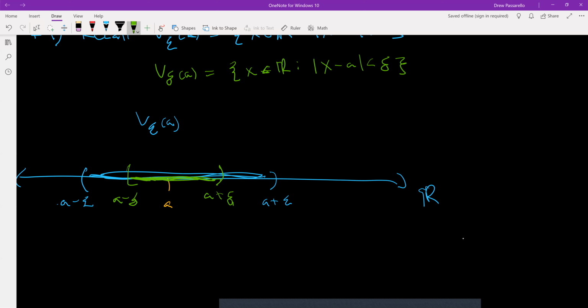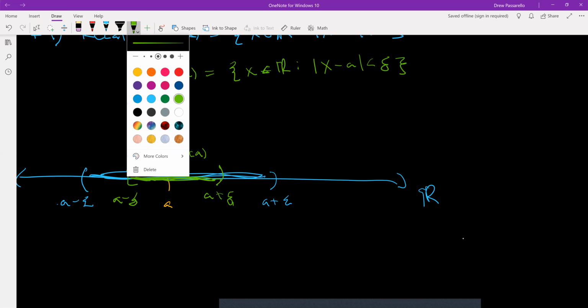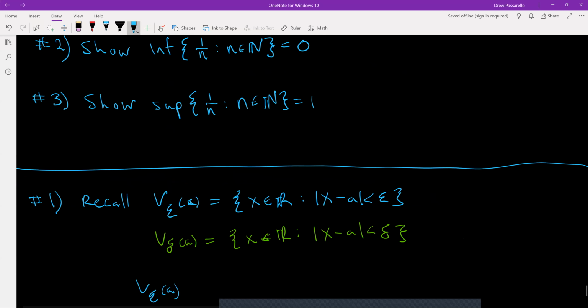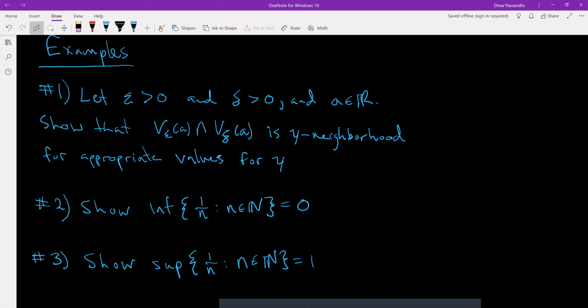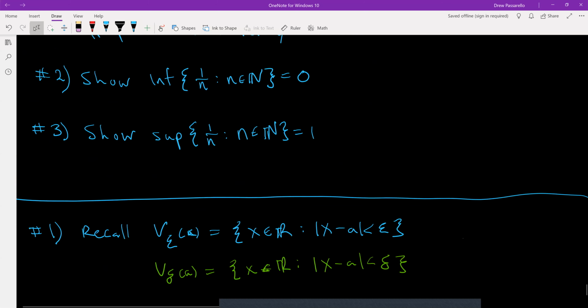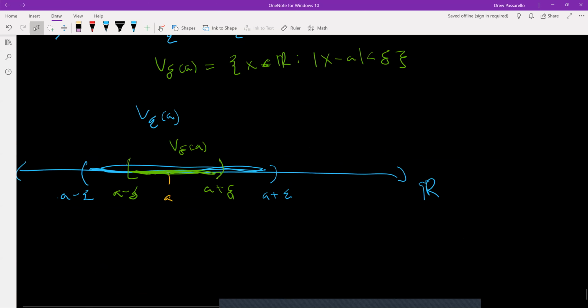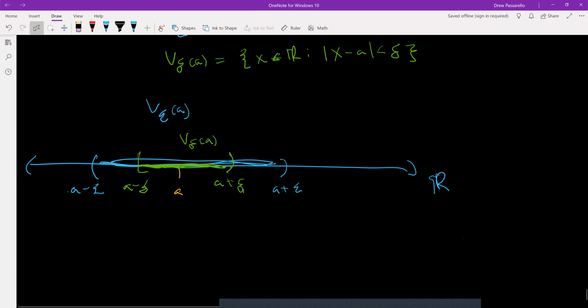All right, that's our delta neighborhood, and that's if the delta neighborhood is smaller than the epsilon neighborhood. So what we want to show is that the intersection of the two neighborhoods produces another neighborhood, called the gamma neighborhood, for appropriate values of gamma.